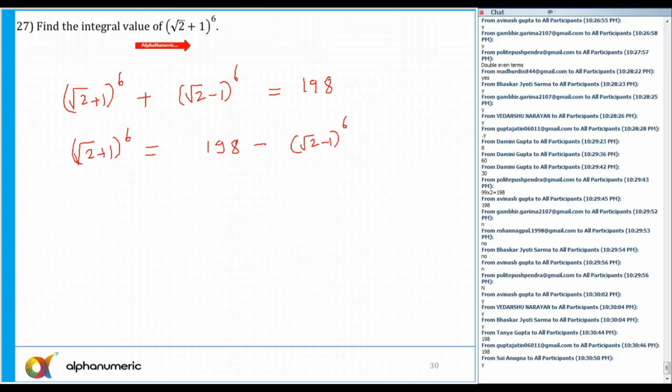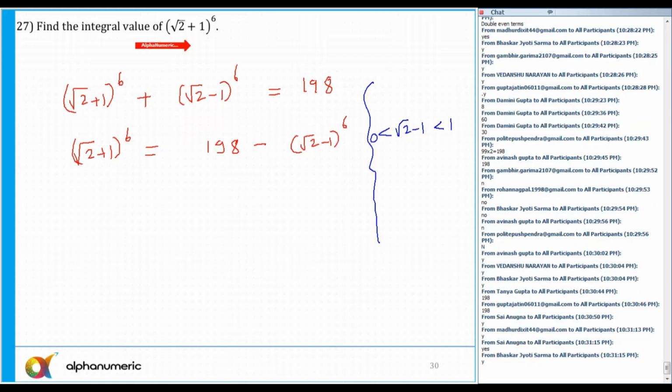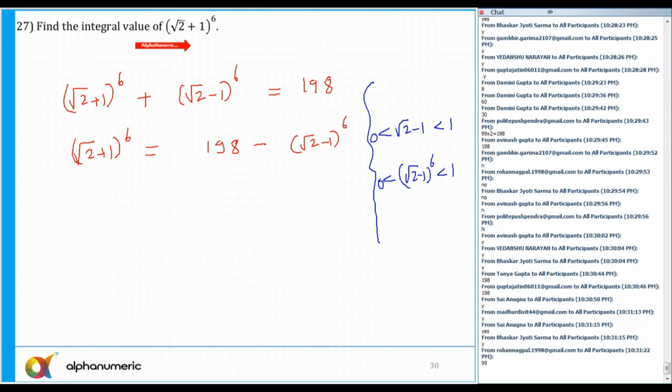Now tell me one thing. What about root 2 minus 1? Can we say root 2 minus 1 is definitely less than 1 and greater than 0? Please tell me yes or no. Root 2 minus 1 is 1.414 minus 1. So if I take (root 2 minus 1) raised to power 6, then it is also lying in the range 0 to 1. Yes or no?